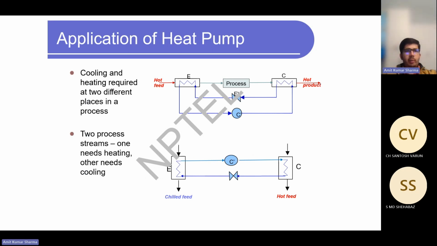So what are the applications of heat pump? Cooling and heating required at two different places in a process. So we can use that. Suppose we require here a hot product, and so the cooling and heating at two different places in a process. Two process streams: one needs heating and another needs cooling. Here we can see the hot feed is coming, and chill feed is coming. So in this way, the heat pump can be used.